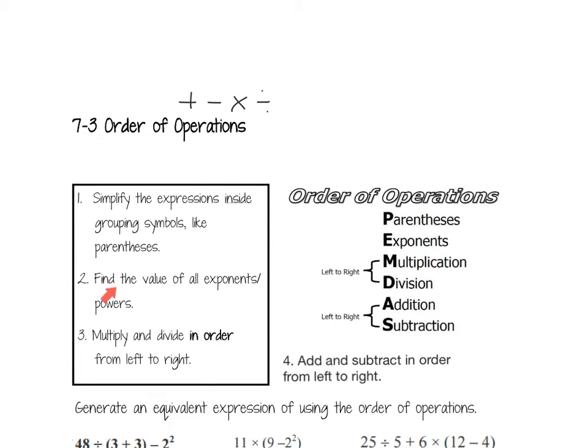using. So then we need to find the value of all exponents, powers, that's the E, multiply and divide in order. So whichever one of these comes first from left to right, and then add, subtract in order from left to right. So these two, they could say PEMDAS. They just put multiplication before division and addition before subtraction. And it's just the way they put it. So it's left to right. Whichever one is first, division can come before multiplication.